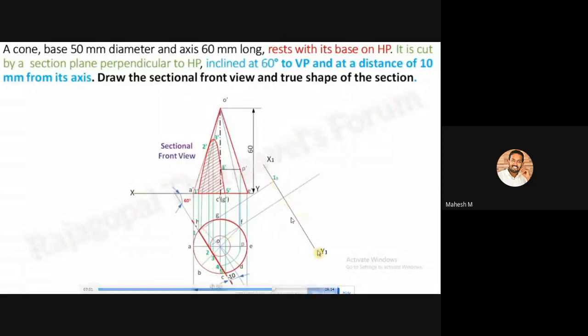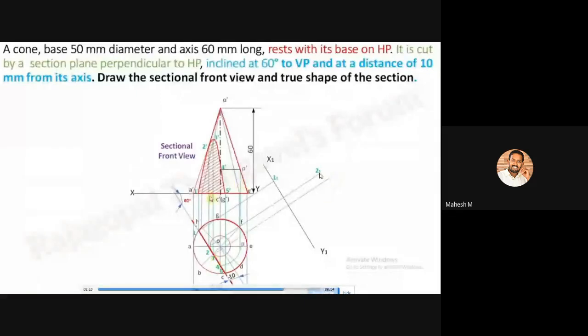Then you can measure the distance from your front view. 1 dash is available exactly on the reference line, so you can name it as 1 dash. Then the 2 dash is far away from the reference line, so you have to measure this vertical distance with your compass. Then you can place your compass exactly at this point, create an arc like this, and mark it as 2 dash.